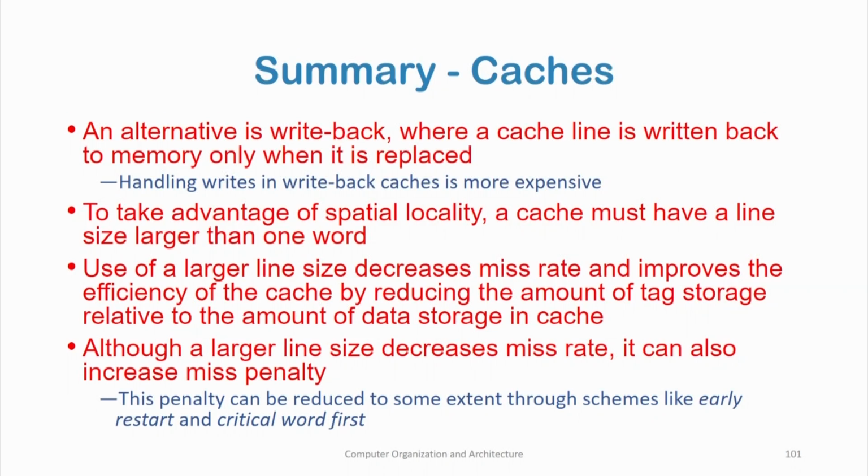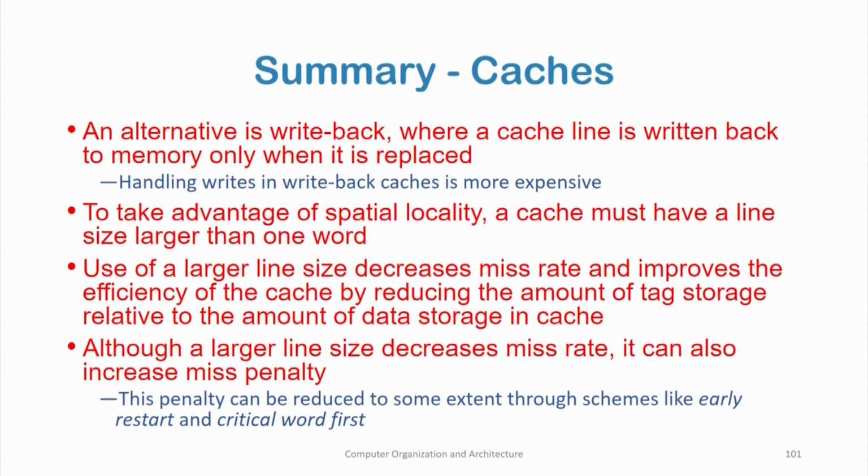However, handling writes in a write back cache is more expensive. To take advantage of spatial locality, a cache must have larger size than one word. So, what did spatial locality say? It said that if I have data that is accessed, the data nearby this data in memory is expected to be accessed soon. Now, to take advantage of that, I need a cache whose line size is larger than one word.